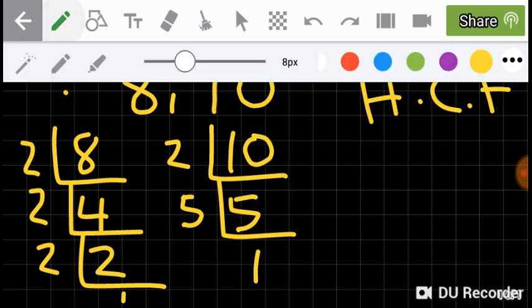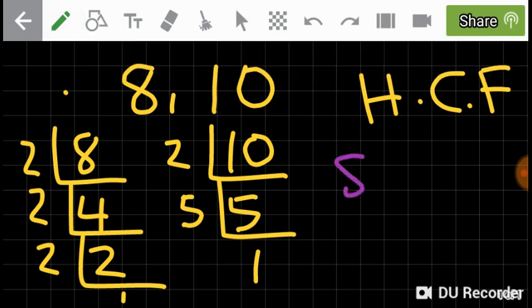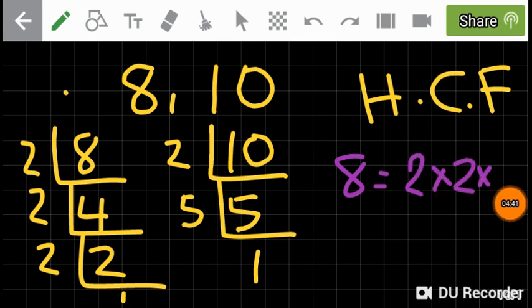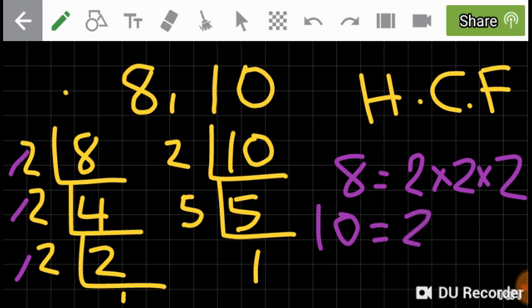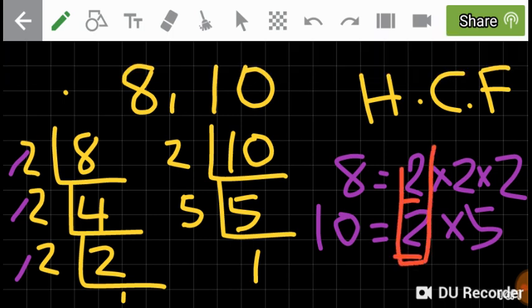Now we have to write down the factors making each number. 8 is 2 times 2 times 2, and we can display 10 as 2 times 5. Now find the factors which are common to both. Only 2 is common to both. Hence, there are no other common factors, and the HCF of 8 and 10 is 2. So that is how you find the HCF, the highest common factor, with the help of prime factorization.